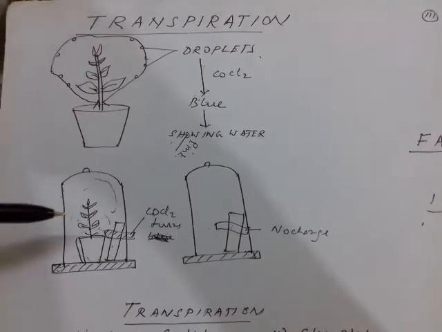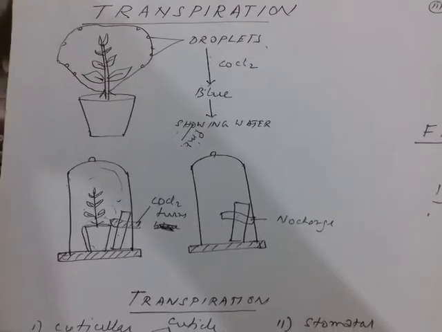Now, we say that transpiration takes place through three places. Number one is the cuticle, which is the waxy layer present on the surface of the leaf. Second is the stomata, which is present on the undersurface of the leaf of the dicot plant, and on both surfaces of the leaf in an isobilateral leaf or a monocot plant. So distribution of the stomata is a little different. In a dicot plant it is found on the lower surface, and in an isobilateral leaf or monocot plant it is equally distributed on the upper and the lower surface.